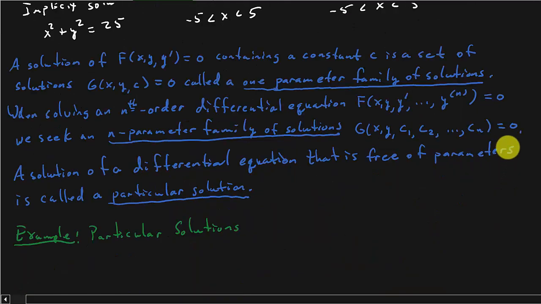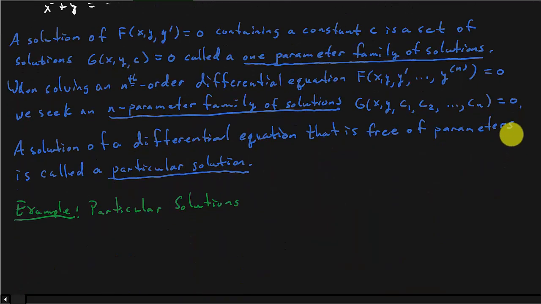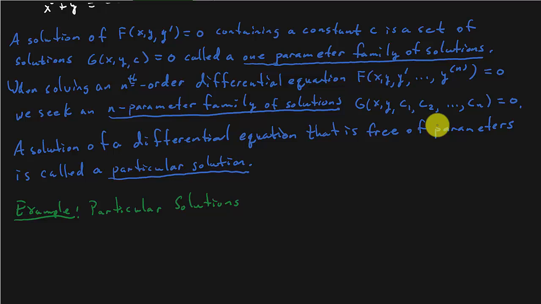All right, so let's look at this. It says a solution of f of x, y prime equals 0 containing a constant c is a set of solutions, g of x, y, c equals 0, called a one-parameter family of solutions. When solving an nth order differential equation, we seek an n-parameter family of solutions, g of x, y, c1, c2, all the way to cn equals 0. A solution of a differential equation that is free of parameters is called a particular solution.